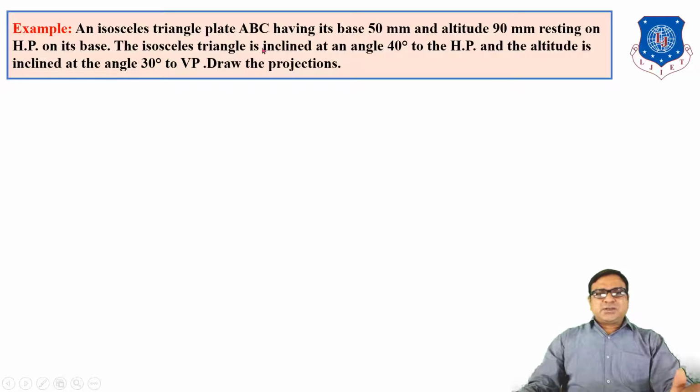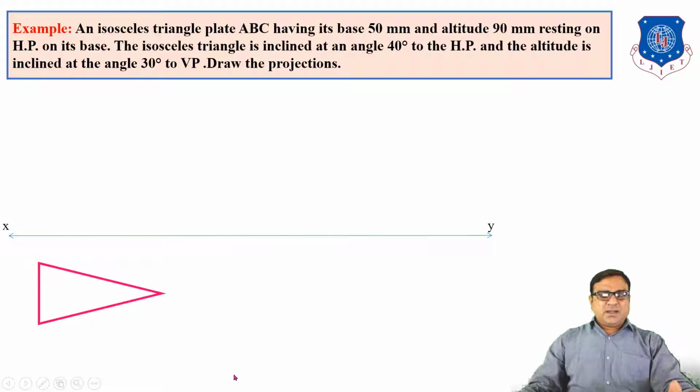An isosceles triangular plate ABC having its base 50 mm and altitude 90 mm rests on HP on its base. The isosceles triangular plate is inclined at an angle of 40 degree to HP. The altitude is inclined at 30 degree to VP. Draw the projections. So draw XY.